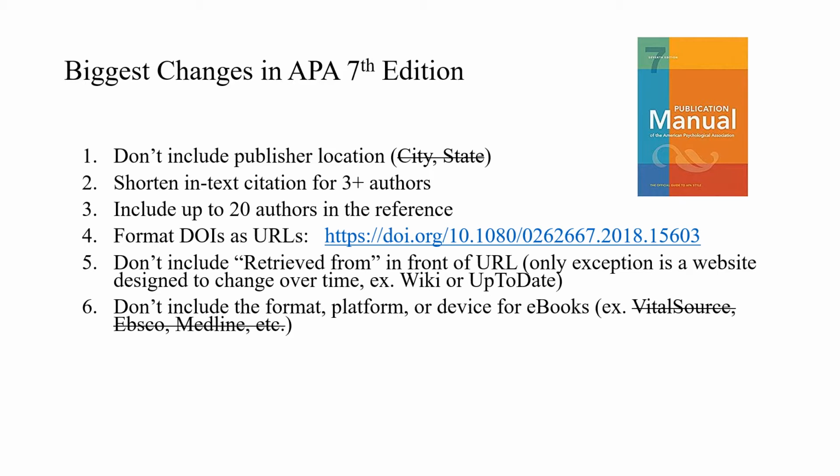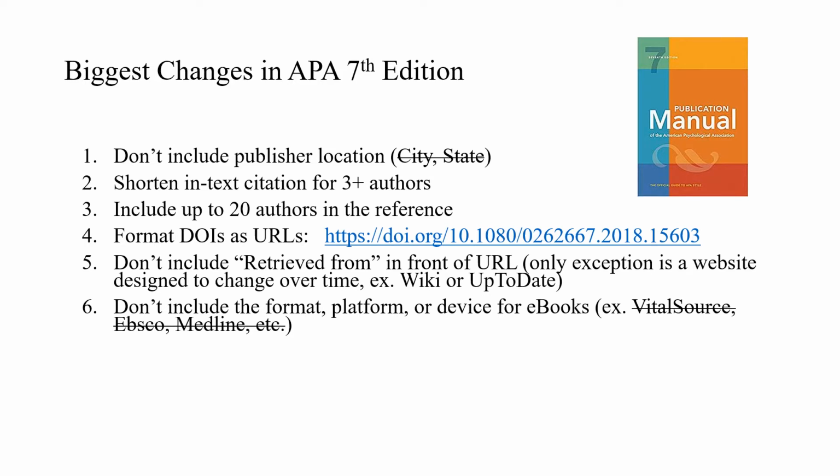First, don't include publisher location, so no longer do we include city and state of the publisher. 2, shorten your in-text citations for 3+ authors. We'll look at that in a bit. Also, you will include up to 20 authors in your references. The formatting of DOIs has been moved to URL, and the format is listed here.